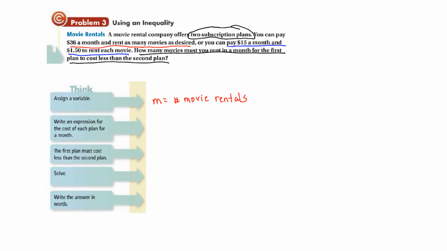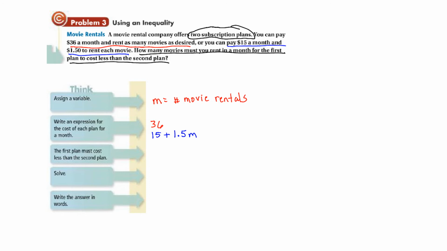Second, we're going to write an expression for the cost of each plan. The first plan, you just pay $36 a month. So just 36. The second plan, you pay $15 a month, plus you pay $1.50 per movie that you rented. We can write $1.50 as just 1.5M. So that would be the expression for that.